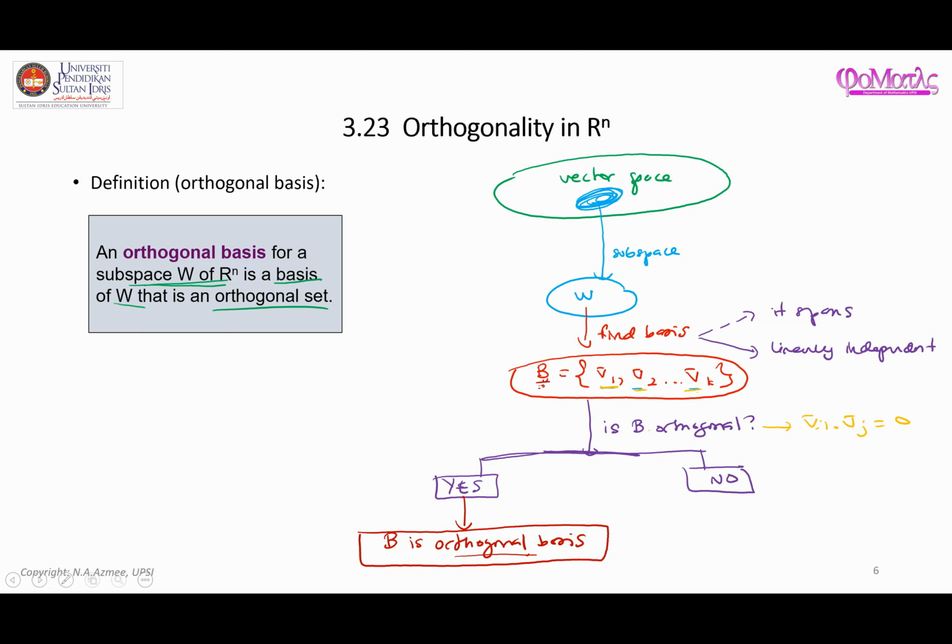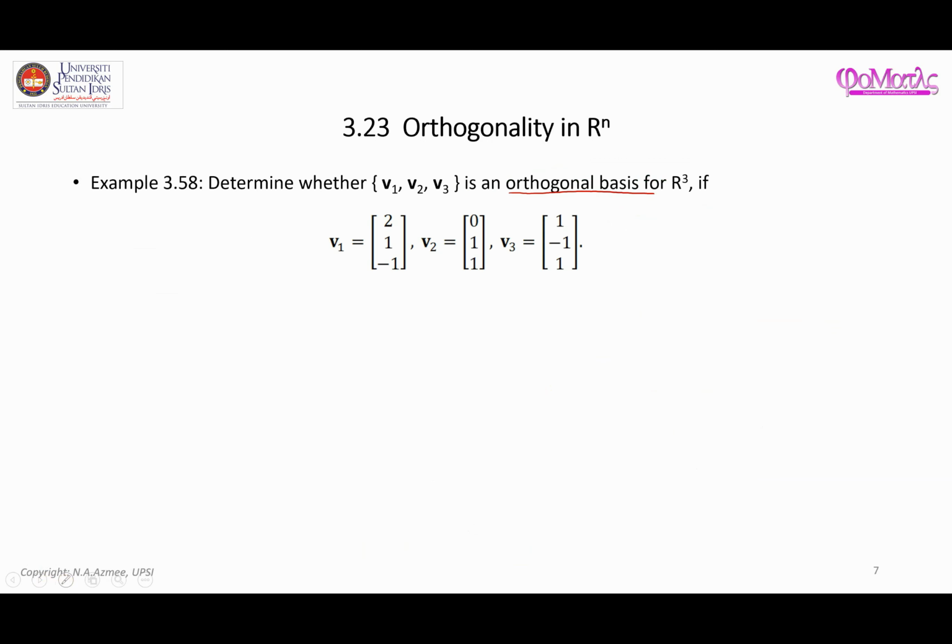So what we have so far is we are at this stage. For this question, we are already at the stage of having a set of vectors. Let me call this A. A here is the set of vector 1, vector 2, and vector 3, and we want to know whether A is an orthogonal basis or not.